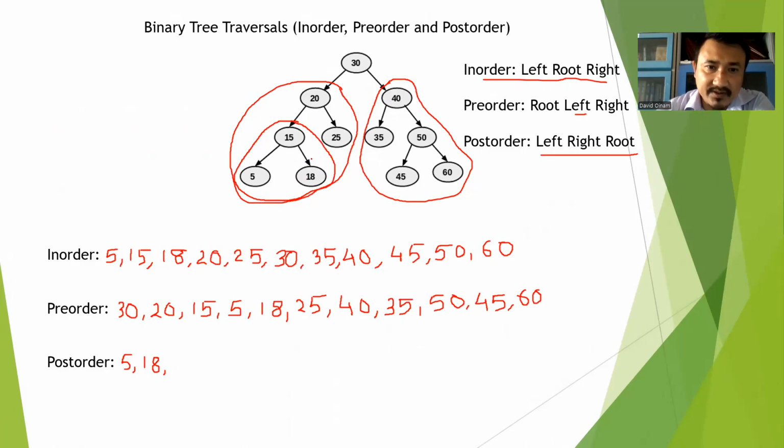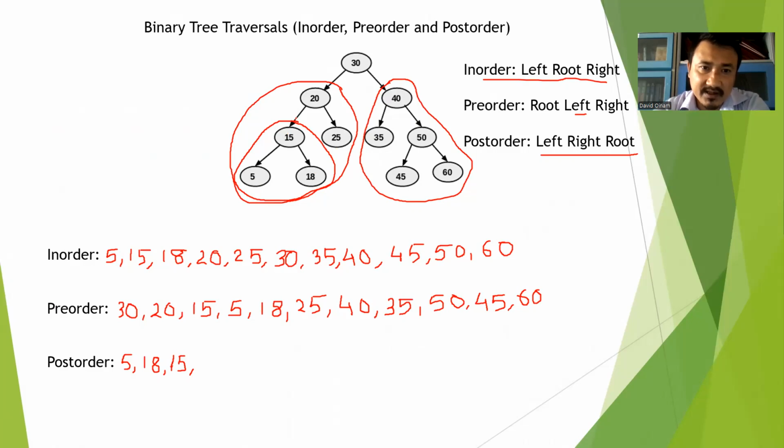After writing, you have to backtrack to the root node. Left we have completed, right we have completed. Now we have to write the root node. For this subtree, 15 is the root node. So we have to write 15 here. So this part is now fully completed. 5 we have traversed, 18 we have traversed, 15 we have traversed here.